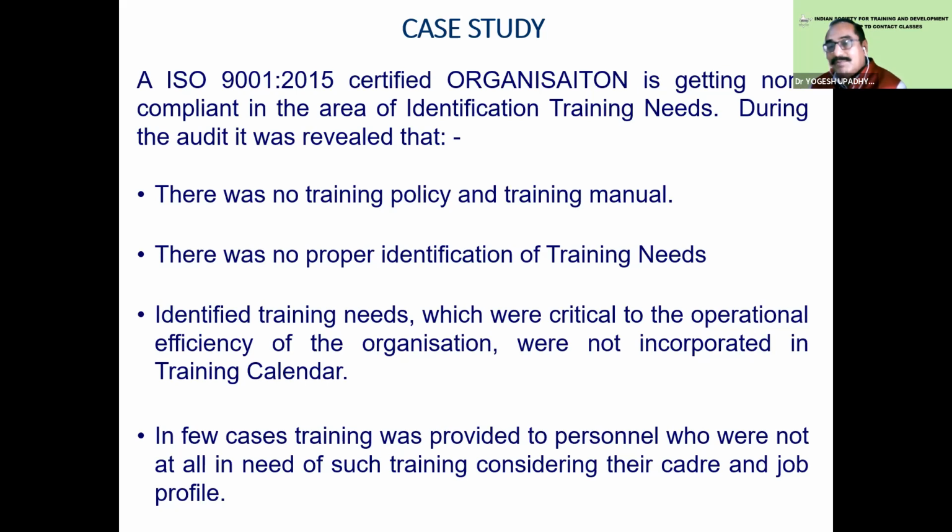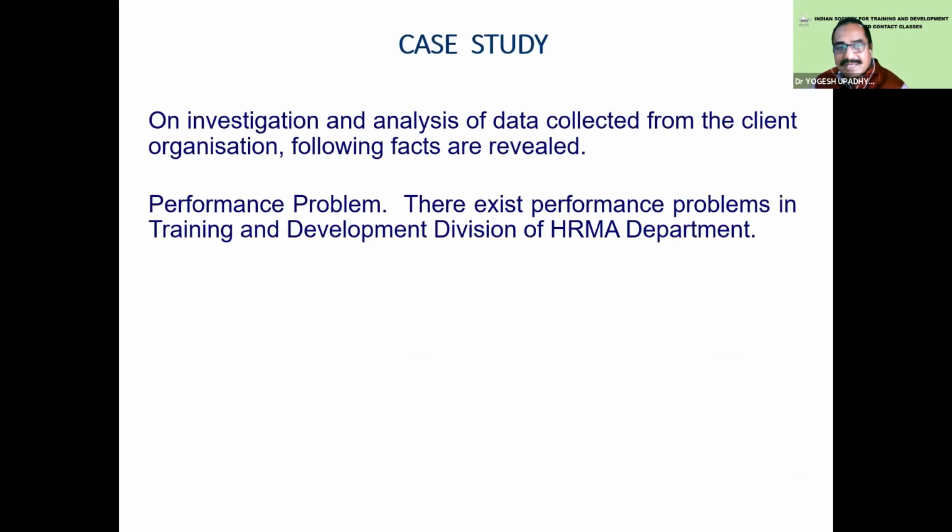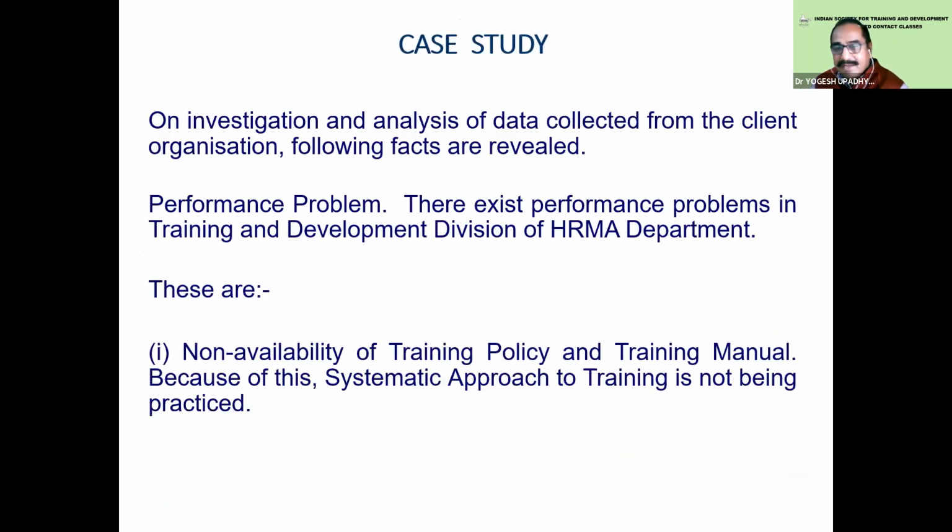Okay. People who were engaged were not given training. Now, this sometimes happens. In that case, what can you say? Because this causes a performance problem, there exists a performance problem in the training and development division of human resource management and administration.